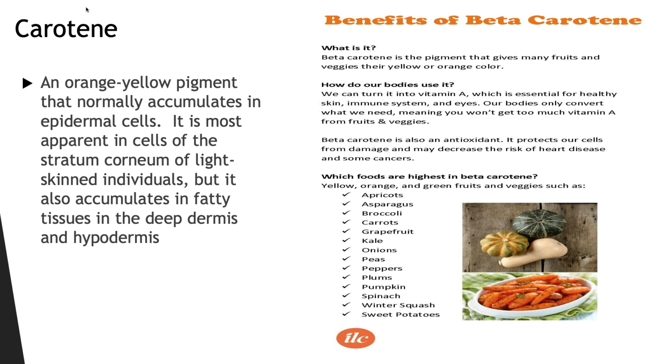In addition to that, we have carotene, which is an orange-yellow pigment that normally accumulates in epidermal cells. It's most apparent in cells of the stratum corneum of white-skinned individuals, but also accumulates in fatty tissues in the deep dermis and hypodermis. Carotene is also found in a variety of orange and yellow vegetables. Think sweet potatoes, carrots, and squash.